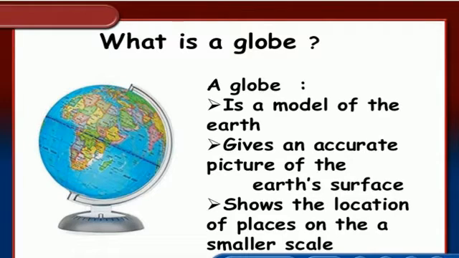So our first topic is what is a globe. So students, we all have seen a globe. It's a model of the earth. It gives an accurate picture of the earth's surface so that we can study about the earth. It shows the location of places on a smaller scale. As we all know, the earth is spherical in shape, slightly flattened at the poles and bulging at the equator. So, this globe is an imaginary model of the earth.